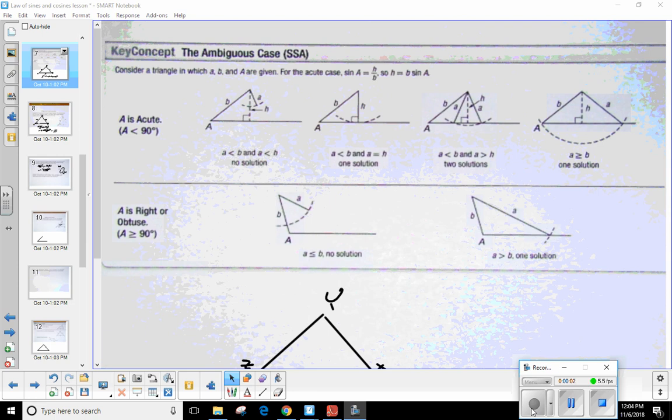Okay, so we've been talking about the law of sines and the law of cosines. And yesterday I introduced you to this little table right here that represents a special case, side-side-angle. This is what we call the ambiguous case.